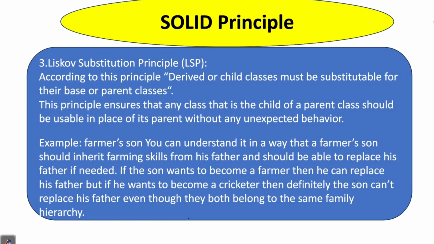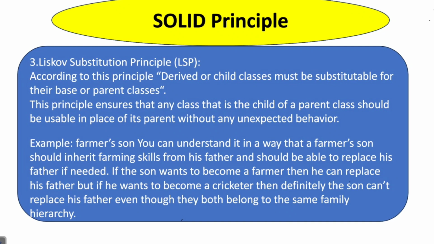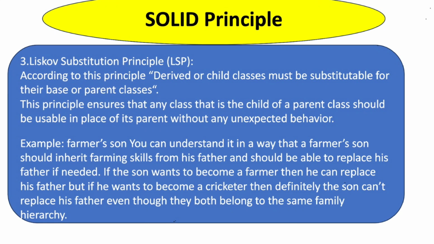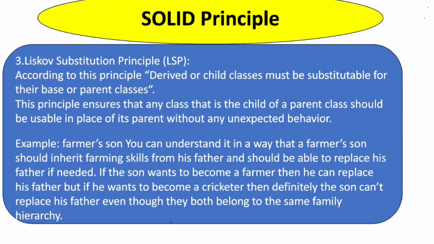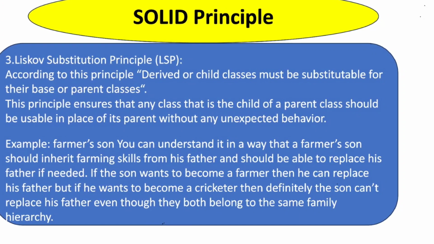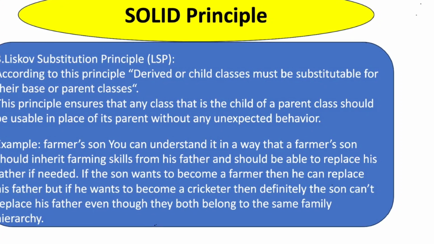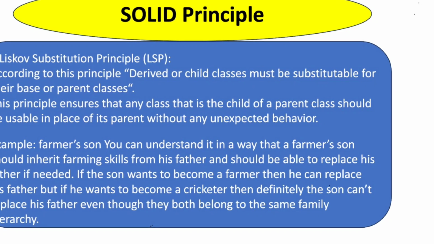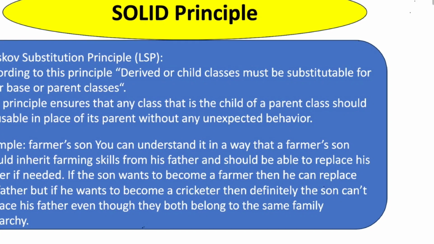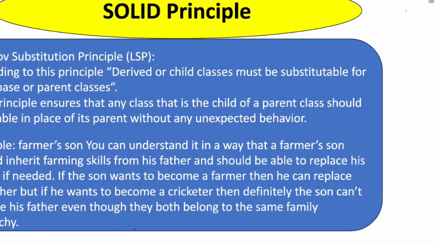3. Liskov Substitution Principle, LSP. According to this principle, derived or child classes must be substitutable for their base or parent classes. This principle ensures that any class that is the child of a parent class should be usable in place of its parent without any unexpected behavior. Example. Farmer's son. You can understand it in a way that a farmer's son should inherit farming skills from his father and should be able to replace his father if needed. If the son wants to become a farmer, then he can replace his father. But if he wants to become a cricketer, then definitely the son can't replace his father, even though they both belong to the same family hierarchy.